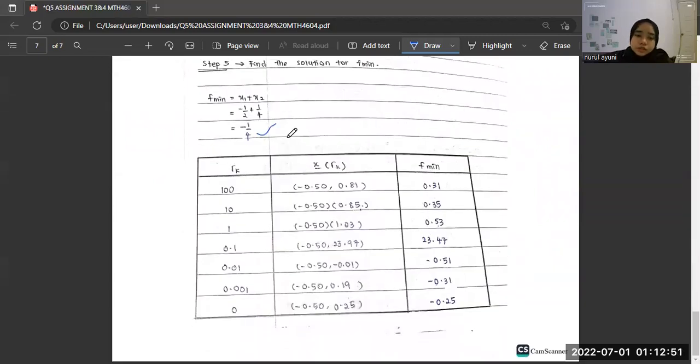Then we use the information that we get and we make the table. As you can see, this is the table that I get. For the value of rk, we use 100, then 1, 0.1, 0.01, 0.001, and 0. As you can see, these are the values of x and rk that I get, and the f minimum that I get. Okay, that's all for me.